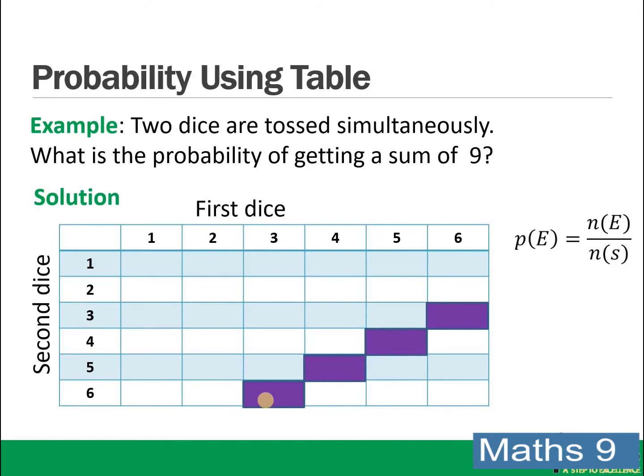The probability is the size of the event space divided by the size of the sample space. So in this case it's 4 out of the total number of combinations, which is 36. And this simplifies to 1 out of 9.